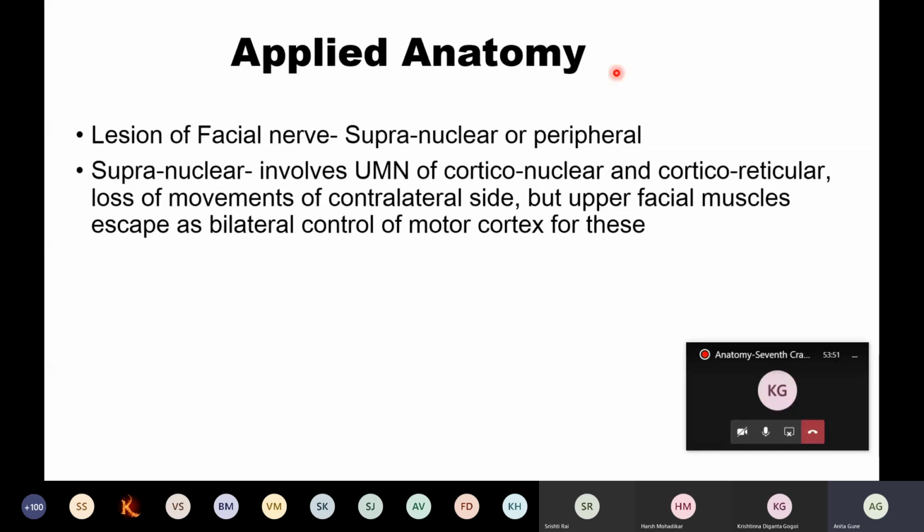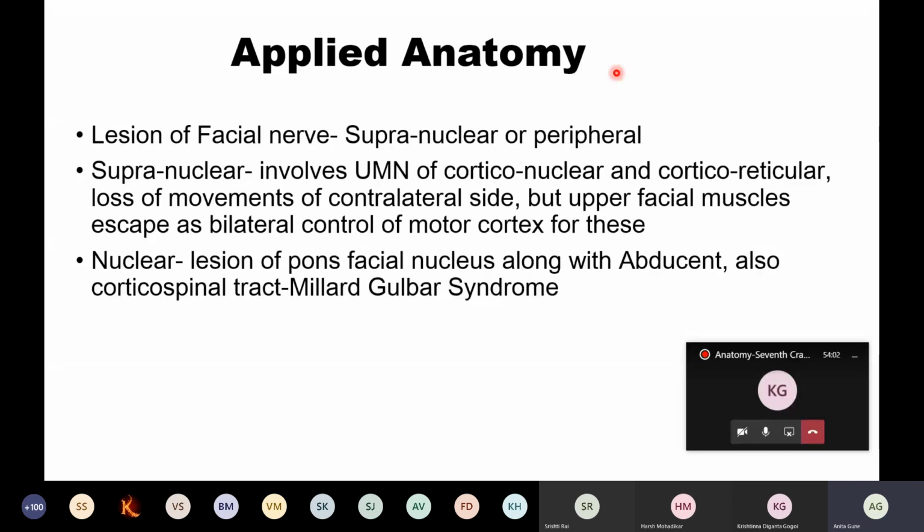Here, as we said, the corticonuclear fibers of the upper part, that is forehead and eyelid, have bilateral control. So if it is a unilateral lesion, these muscles will be spared because the bilateral supply will take over. Now, the nuclear part: the motor nucleus of the facial nerve is situated at the level of the pons, at the lower end of the pons, along with the abducent nerve and corticospinal tract. We have already seen this in the section of the pons.